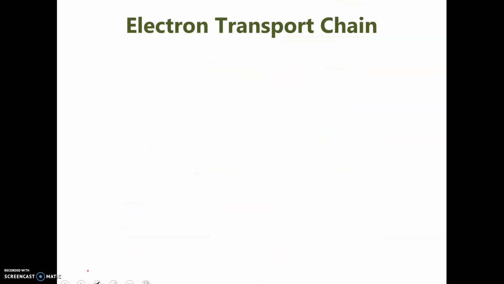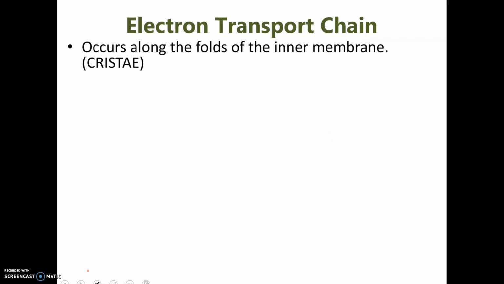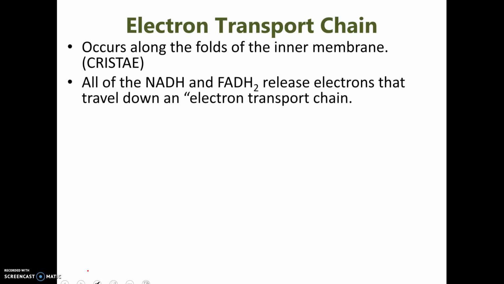And that brings us to our very last step, the ETC, or electron transport chain. It happens on those inner folds of the mitochondria called the cristae. The NADH and the FADH2, the two coenzymes, are now going to release all their hydrogens. And they're going to go back to being NAD plus again, which can then go back and start all over, and FAD, and that can go back and start all over.